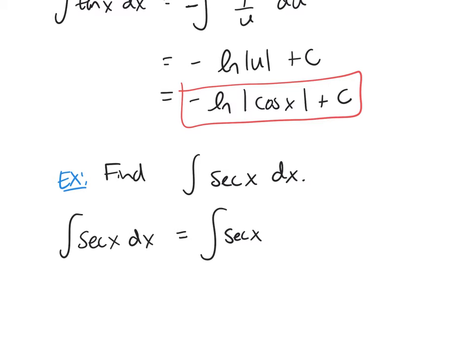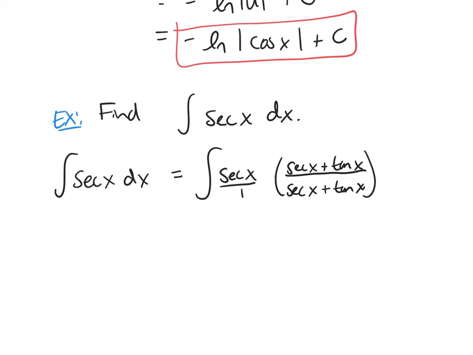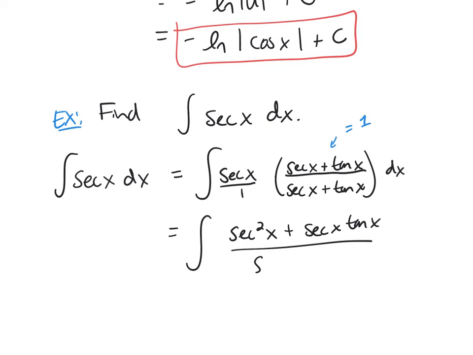And so I'm going to think about this as being secant over 1. I'm going to multiply by secant x plus tangent x on the numerator and denominator. So essentially I've multiplied by 1 because the numerator and denominator are the same, so this is equal to 1. So I haven't changed anything. And now I'm going to distribute in the numerator. I'll get secant squared plus secant tangent over secant plus tangent.